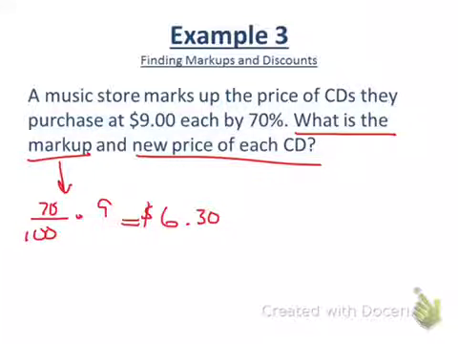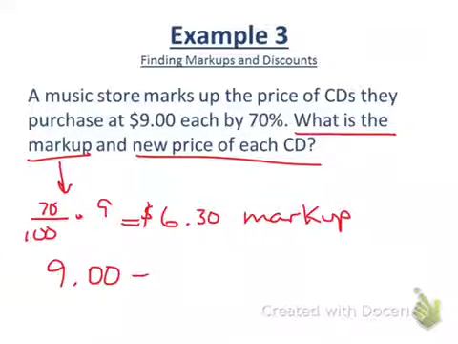Got to be careful. We're answering the question that is being asked. $6.30 is the markup. I might ask you a question: what is the markup? Don't give me the price of the item. Give me the actual markup amount. Now the new price would be $9 plus the markup, $6.30, which is $15.30.